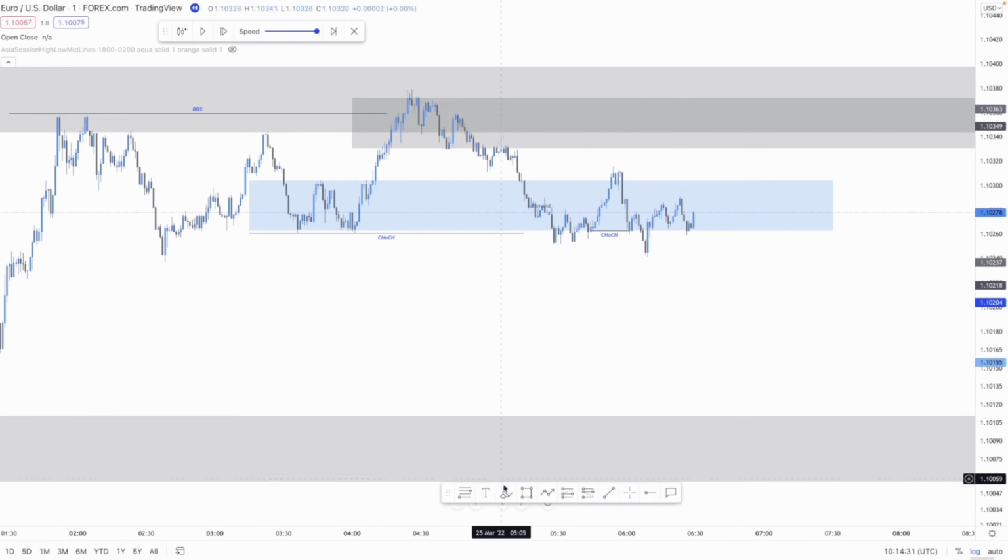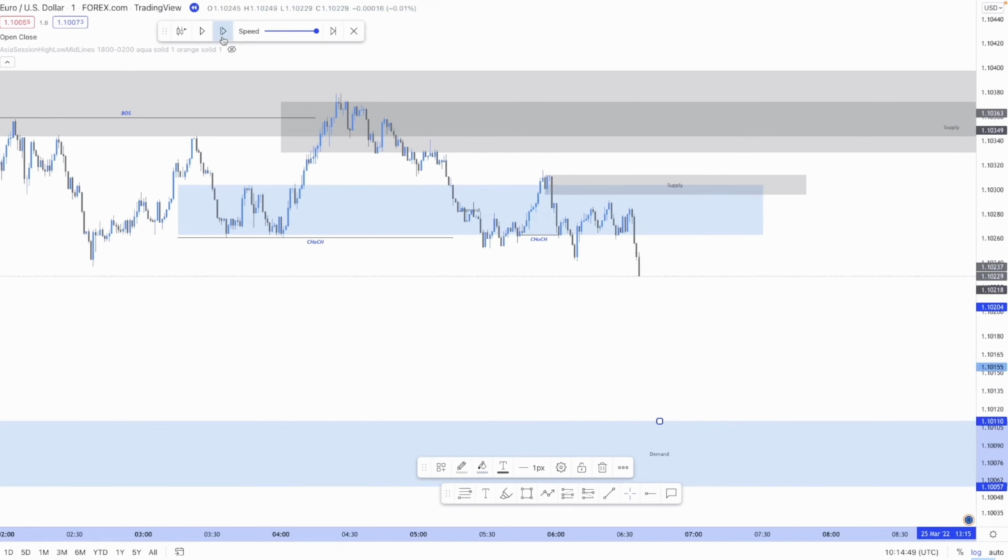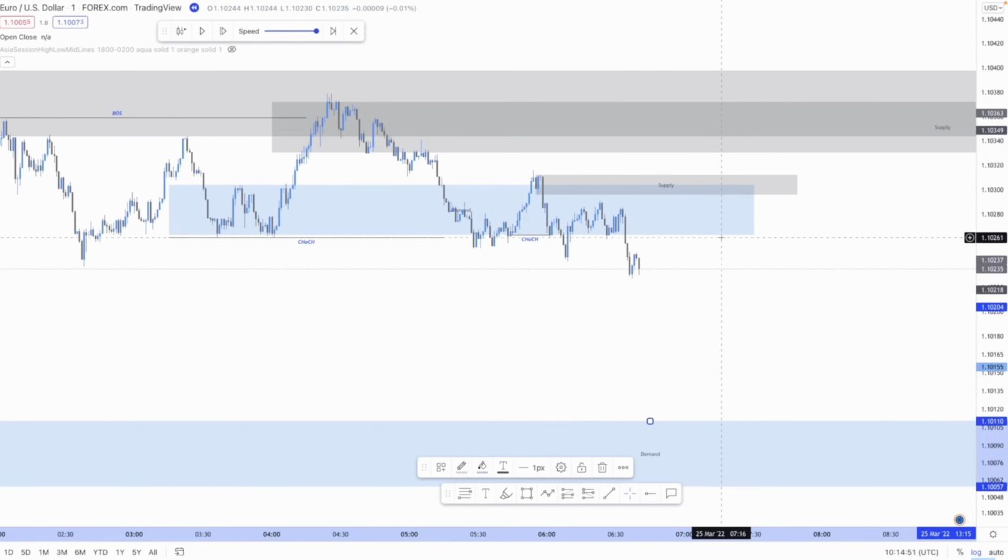This is the supply zone that I'll be looking to take my entries from. Let me change that because it's grey. This is the 15-minute demand zone I'll be targeting with my entries, okay? Let's just play out price a little bit, see what happens. Now, for here, we have another change of character, okay?